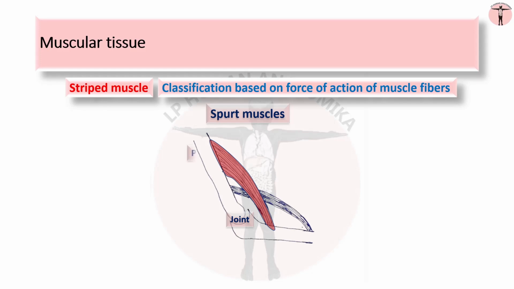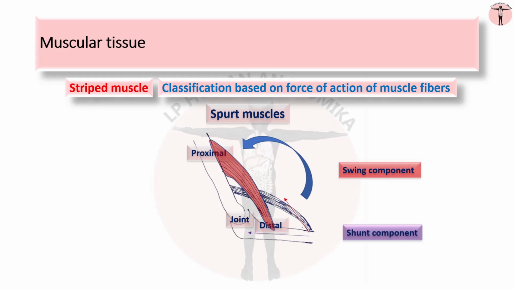In a spurt muscle, the proximal attachment, which is fixed attachment, is away from the joint, and the distal attachment, which is mobile attachment, lies close to the joint. Eventually, the swing component produces spurt of angular movement and the shunt component, although weak, keeps the articular surface of the bone in contact with the joint. When the angular movement exceeds 90 degrees, the shunt component acting along the shaft of the mobile bone tends to distract the bone away from the joint. The brachialis is an example of spurt muscle acting at the elbow joint. A spurt muscle provides acceleration of motion of a joint.